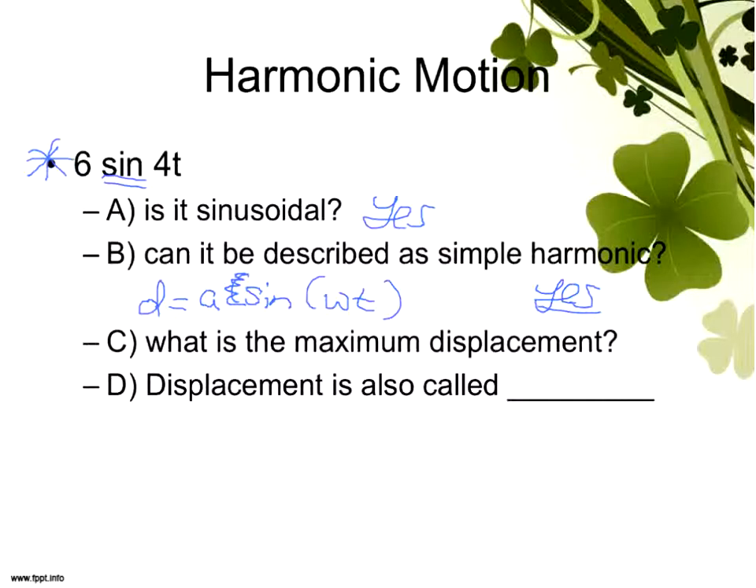Maximum displacement. Well, we learned earlier today that A equals the maximum displacement. So if I'm looking at my equation, where's A? A is the number in front of sine, so what number is in front of sine? 6. So your maximum displacement is 6. That means it starts up 6, and then it's going to go down 6.